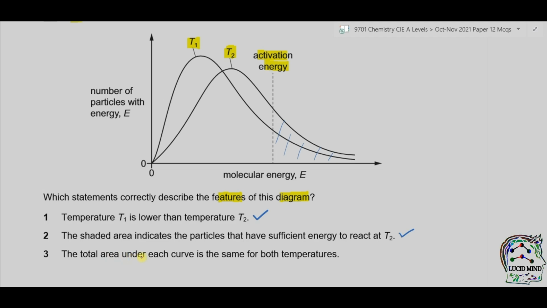Part 3. The total area under each curve is the same for both temperatures. As given in the question, we have a fixed amount of gas. So for a fixed amount of gas, the number of molecules is the same on both curves, T1 and T2. So when the number of molecules is the same, it means that the area under the curve is also the same. All three options are correct, therefore the answer is A.